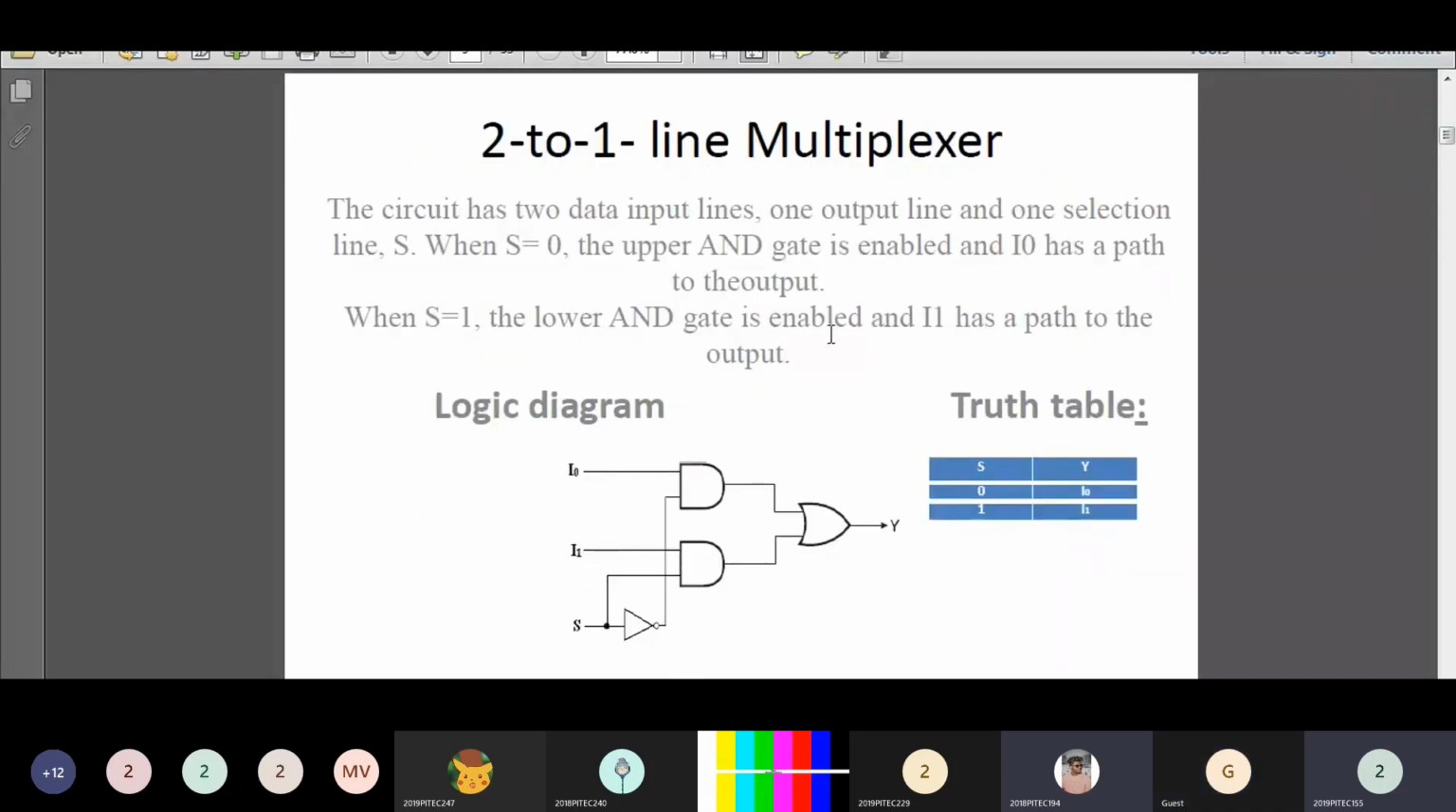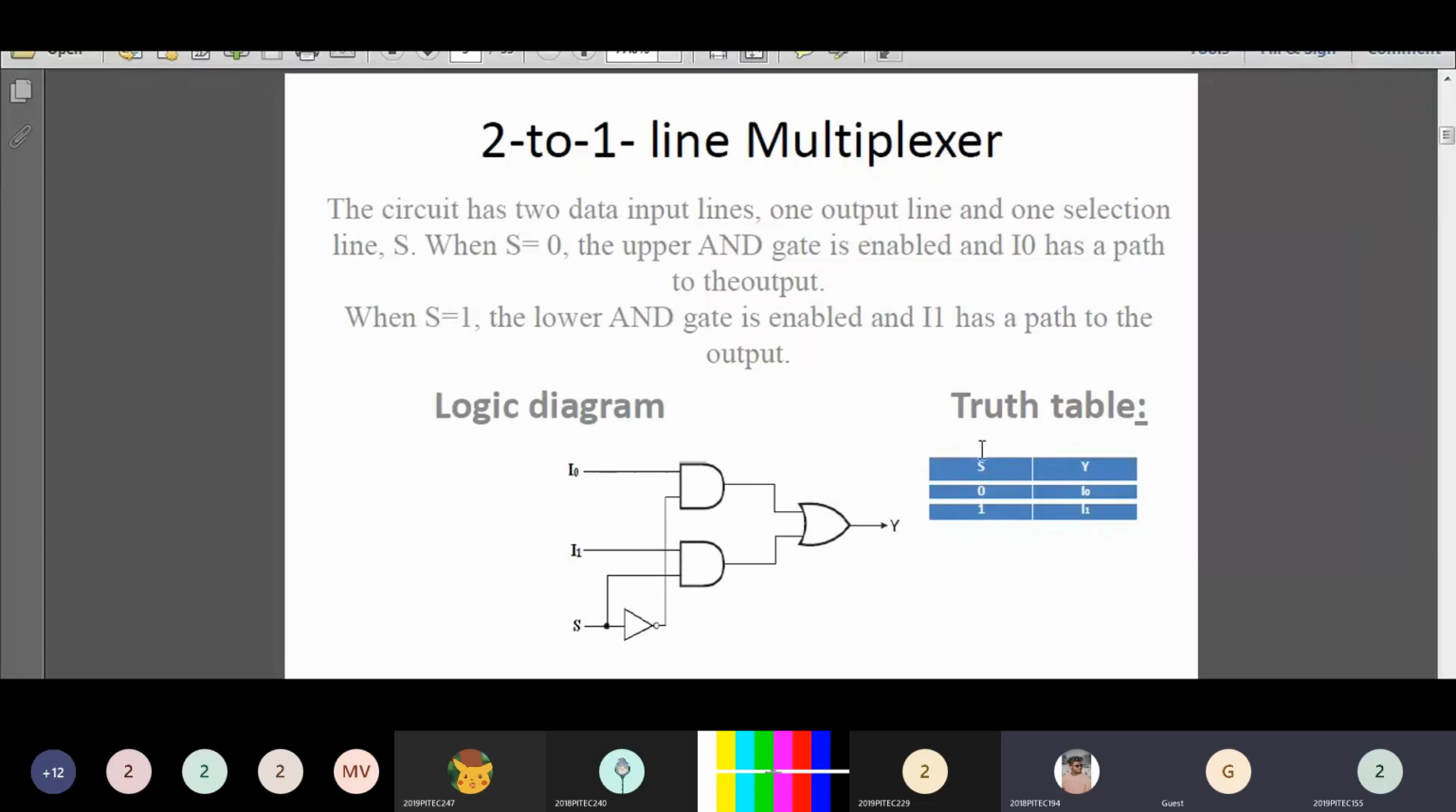This is the logic diagram of our 2 cross 1 line multiplexer. The circuit has two inputs, I0 and I1 are the inputs, and S is the selection input, and Y is the output. This is a 2 cross 1 multiplexer. This is the truth table for our 2 cross 1 multiplexer.